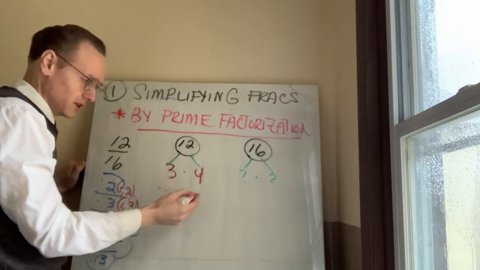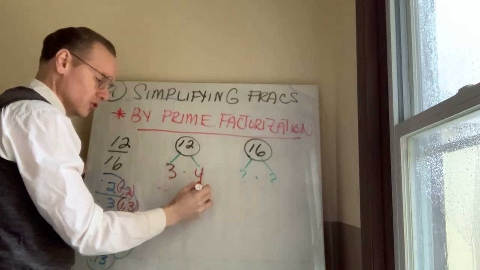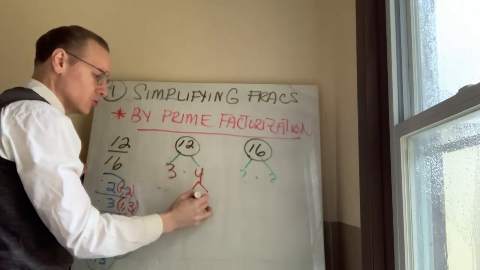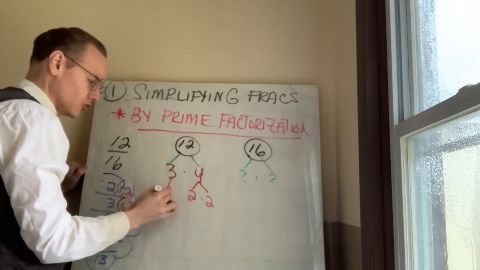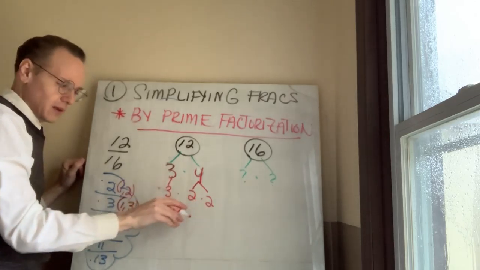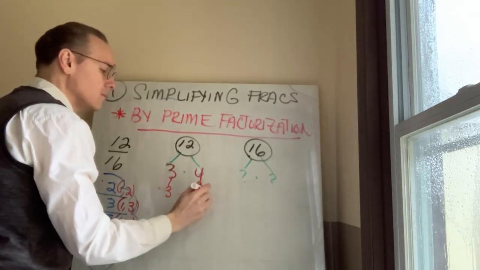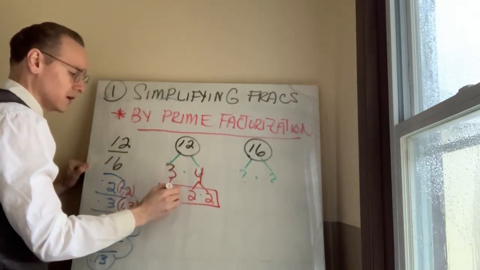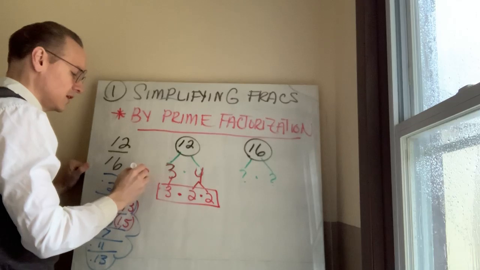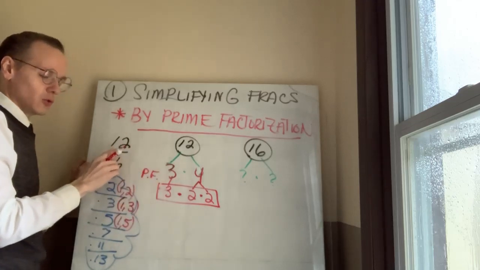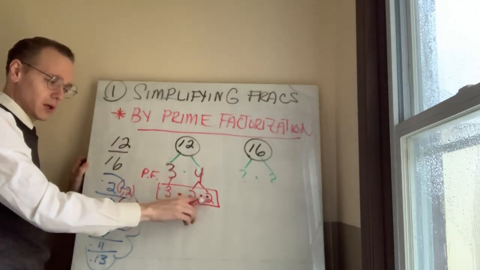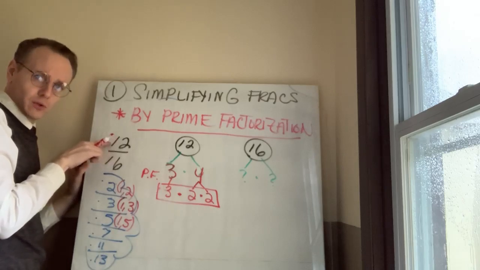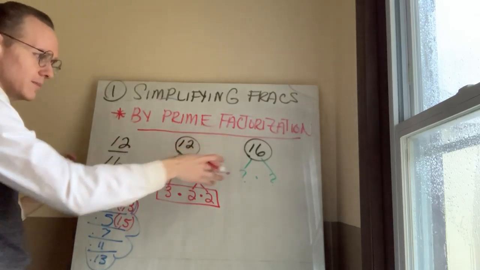4 is a composite. It has more than two factors. So you would continue: 2 times 2 would make 4. I'm just going to drag down 3 so that it's on the same level here. This is a little messed up. This end result here, I'm going to use multiplication dots, is the prime factorization of 12 specifically. If you multiplied all of these together, you would get the original number. Let's do the same thing for 16.